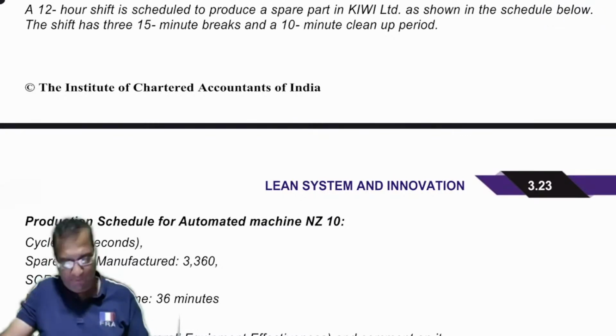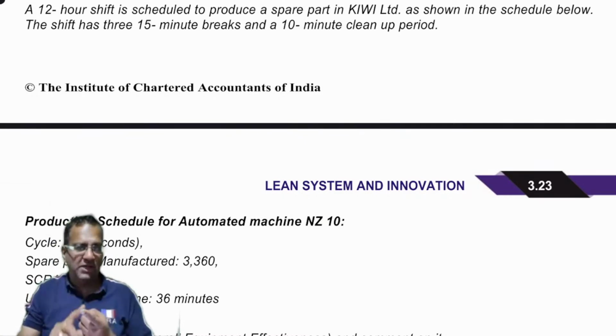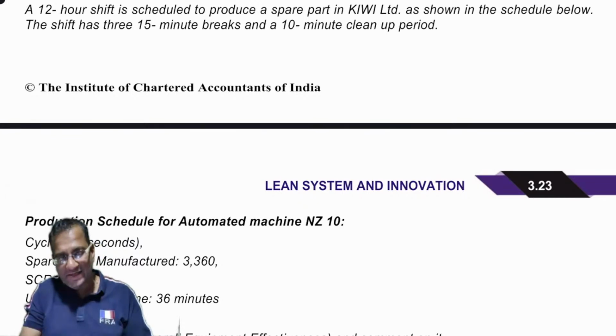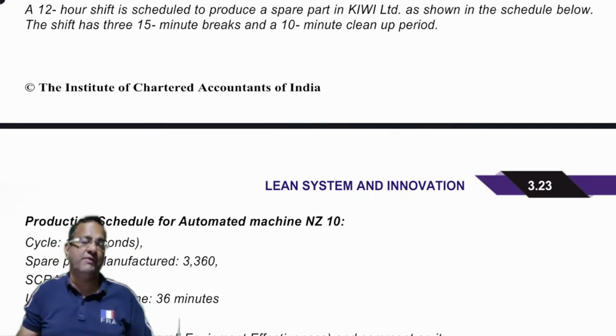If you have the hard copy, please check from the screen and complete the question on a rough page. What will be the availability ratio, performance ratio, quality ratio? Even if you have completed the answer, don't refer to the solution given in the study material. Wait for a few minutes and then we will combinedly solve that question and check whether you are on the right track or not.